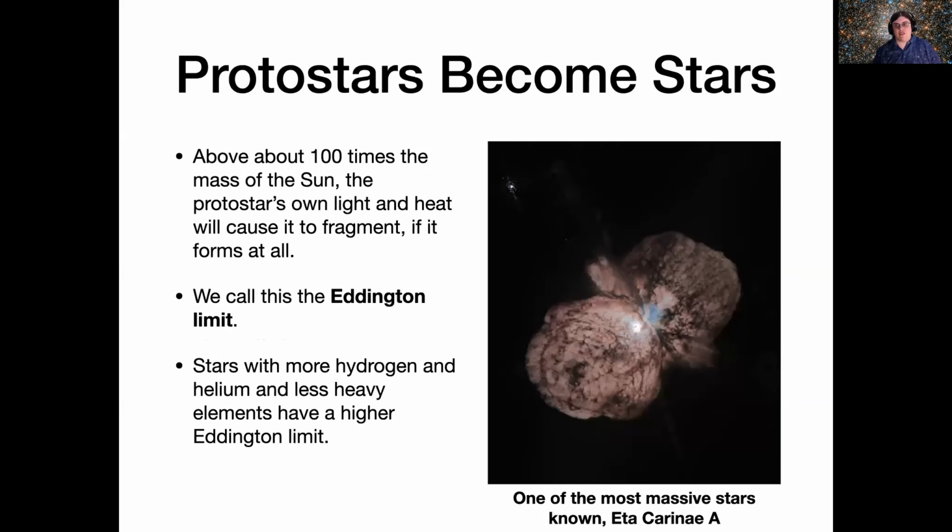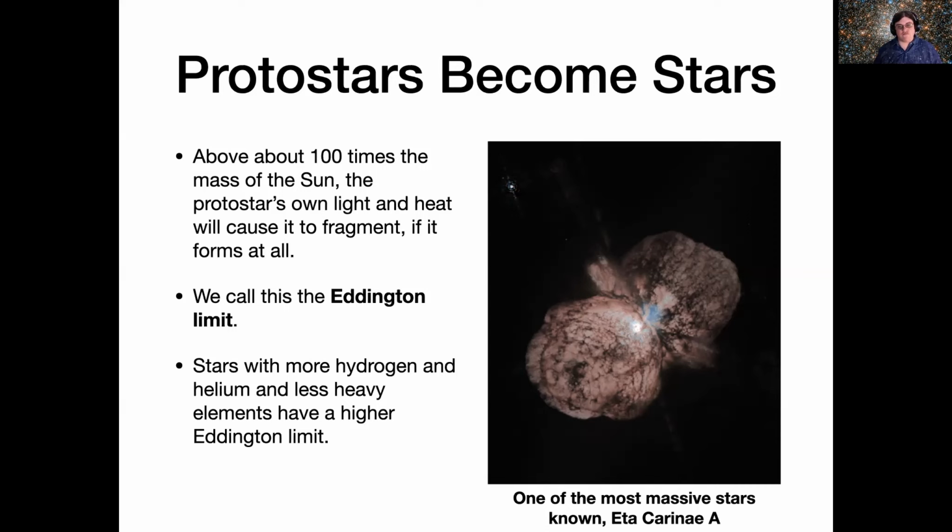Now, above about 100 to maybe 300 times the mass of the sun, at that point, the light and heat from this giant protostar will cause it to just fragment again, and we'll start to get more than one star. Even if it forms without collapsing, even if it gets to a protostar stage without fragmenting. Now we call this the Eddington limit. This is the limit where an object's own light and radiation will blast it apart. And this kind of sets the maximum size of stars.